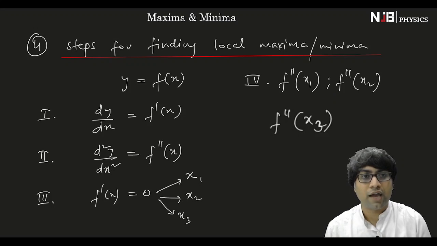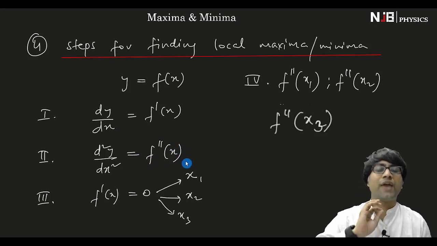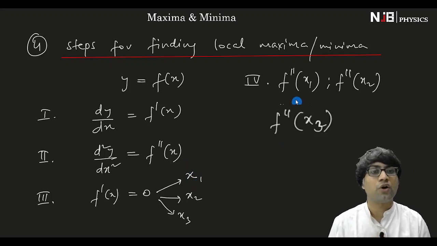We will find out f double prime of x3. That means from step 2, whatever function we got, we just need to put the values of x1, x2 and x3 likewise, and we just need to check whether it is coming out to be positive or negative.